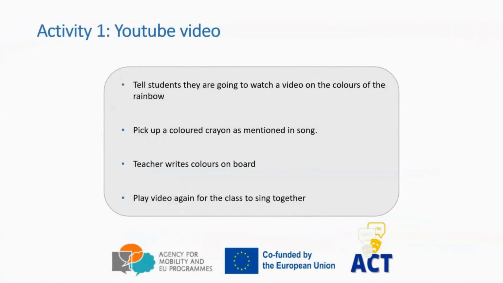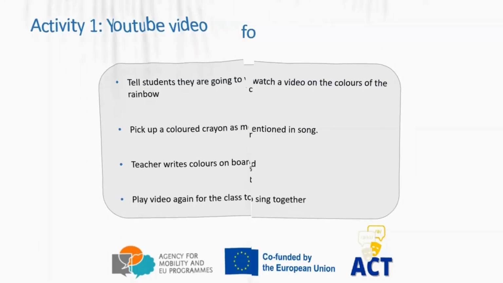Activity 1. YouTube video. Tell students they are going to watch a video on the colors of the rainbow. Pick up a colored crayon as mentioned in the song. Teacher writes the colors on the board. Play the video again for the class to sing together.